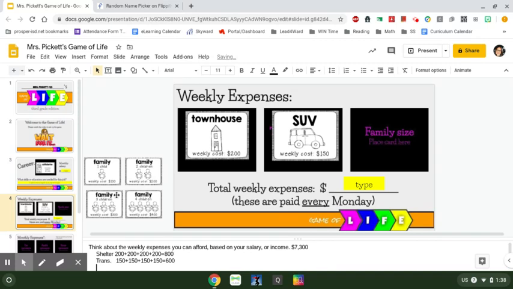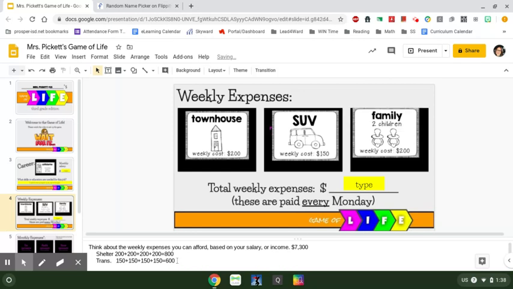Okay, so now I'm going to think about my family size. Do I want to have one child, two children, three children, or four children? Oh my goodness, that's a lot. Okay, I think I'm going to move this on over here, and I'm going to choose two children. I have to pay that by a week. Man, kids are expensive.